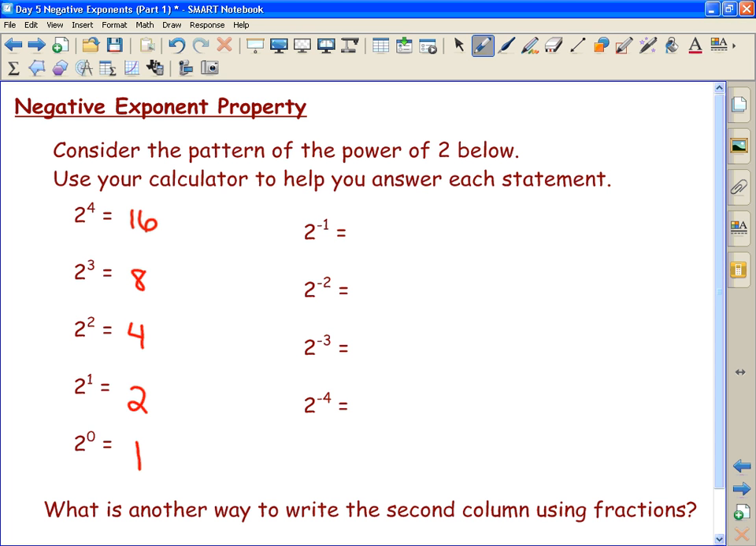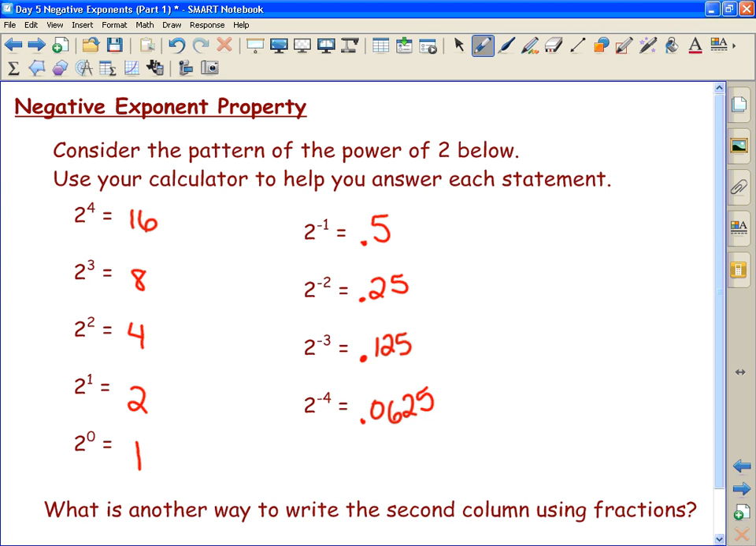Coming over to the other side here, 2 to the negative 1, if we punch that in, we get 0.5. 2 to the negative 2 is 0.25. 2 to the negative 3 I get as 0.125. And 2 to the negative 4 I get as 0.0625. So now I'm looking at this and I'm saying, big deal.